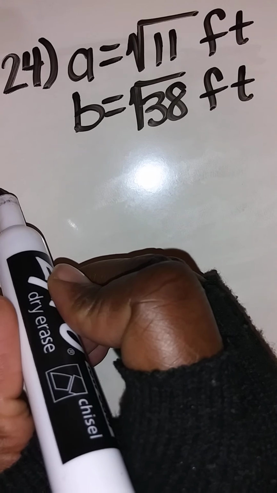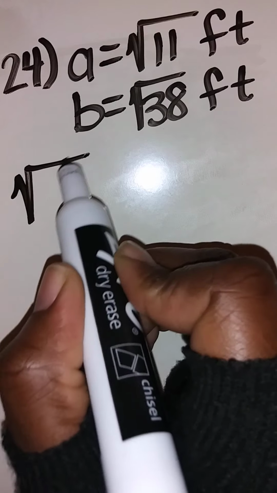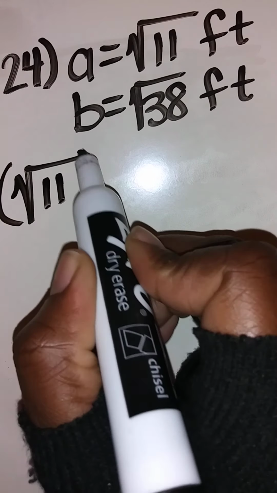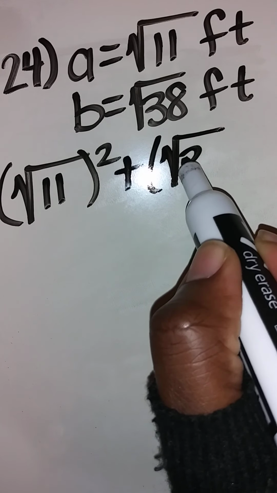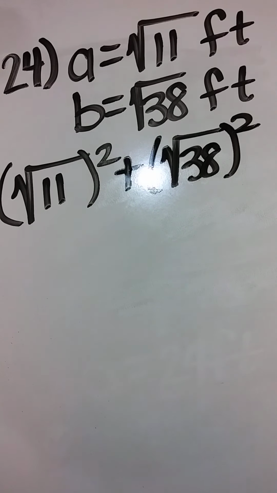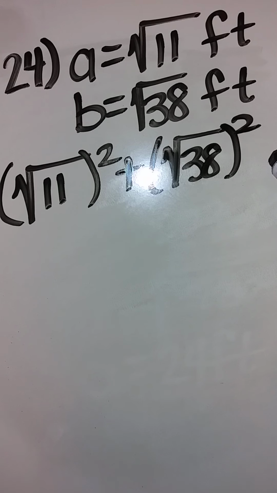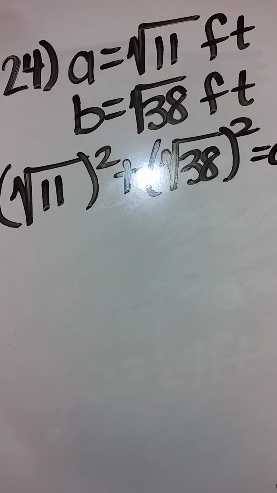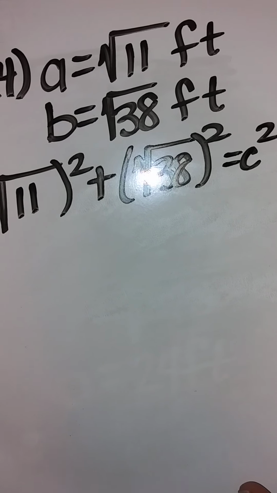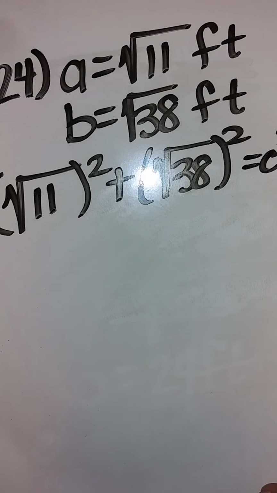Use the Pythagorean Theorem again. I'm going to say the square root of 11 squared plus the square root of 38 squared equals c squared. Okay, so make sure you see that before I go on.